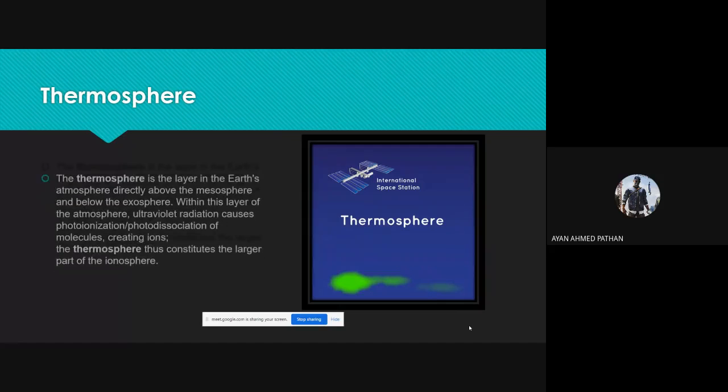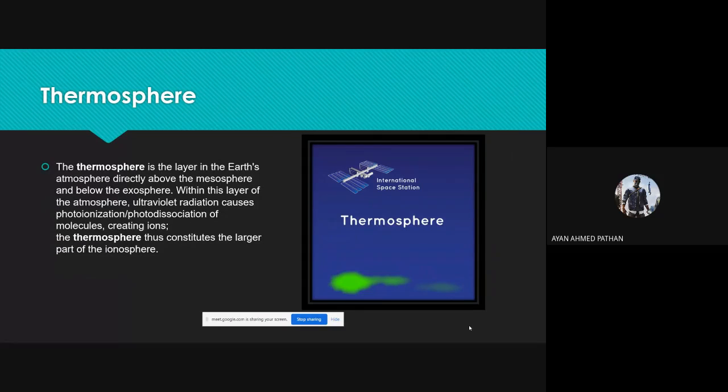Thermosphere. The thermosphere is the layer of the Earth's atmosphere, directly above the mesosphere and below the exosphere. Within this layer, ultraviolet radiation causes photoionization and photodissociation of molecules, creating ions. The thermosphere thus constitutes the large part of the ionosphere.